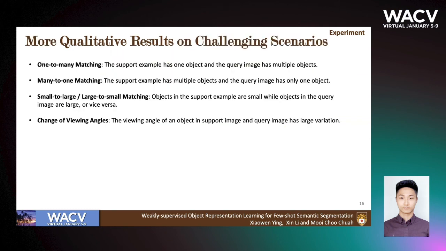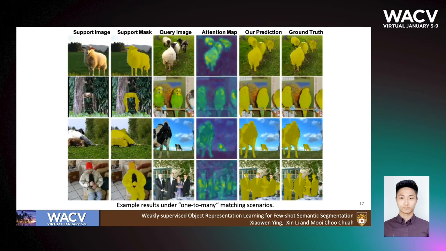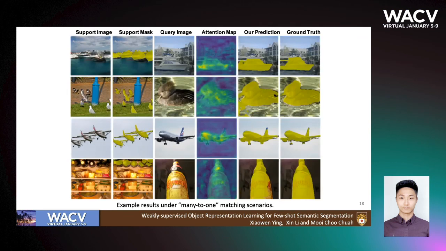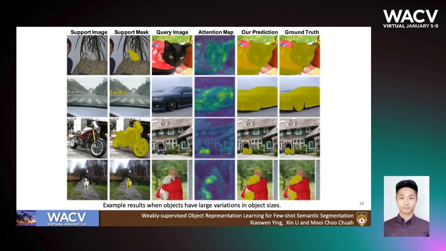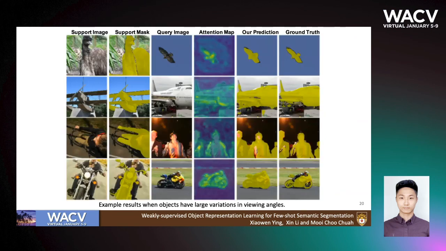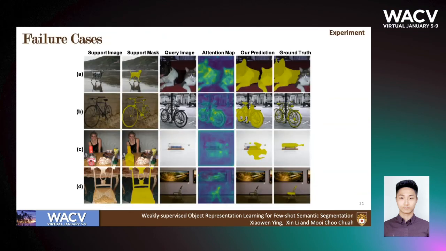We have also provided more qualitative results on challenging scenarios, including one-to-many matching, many-to-one matching, object size variation, viewing angle variations, as well as some interesting failure cases. Please feel free to download a PDF version of the slides and take a look at these interesting results.